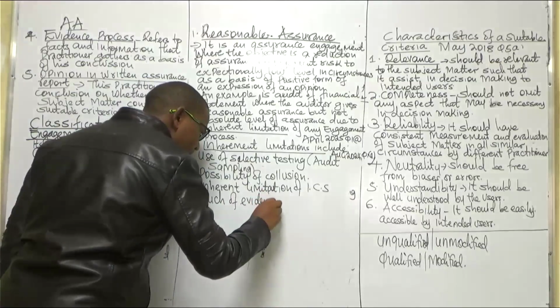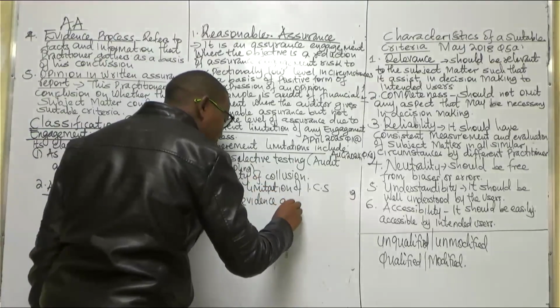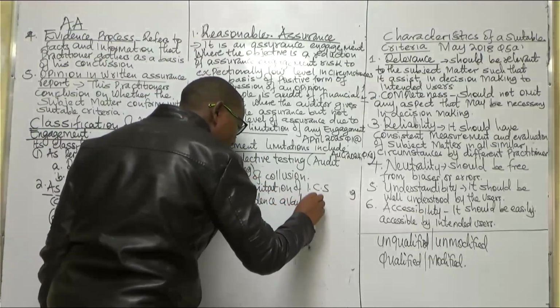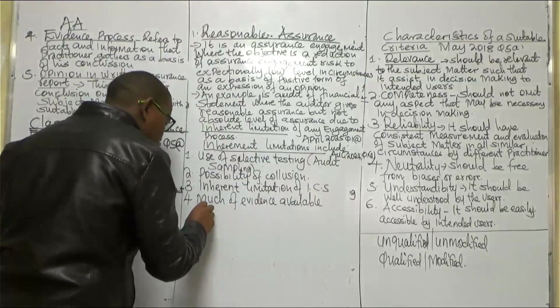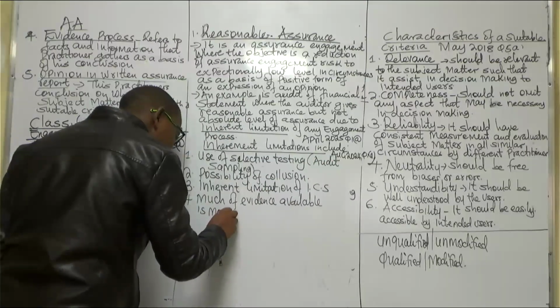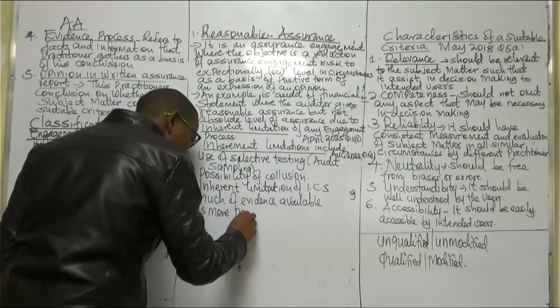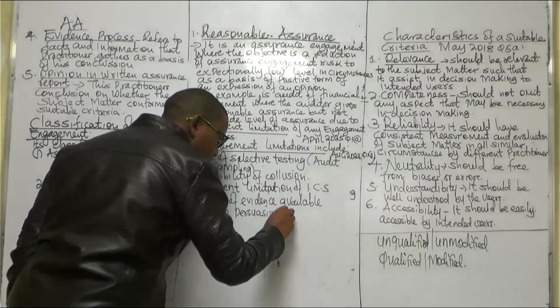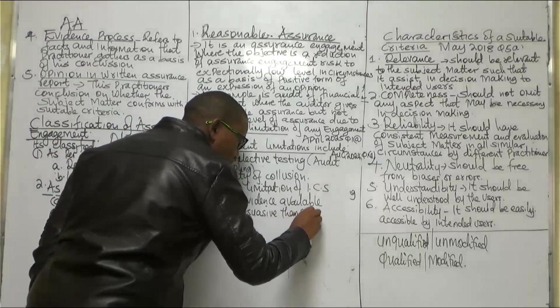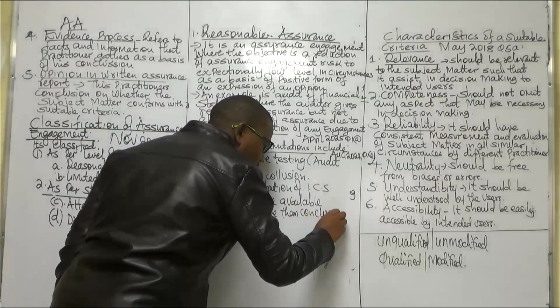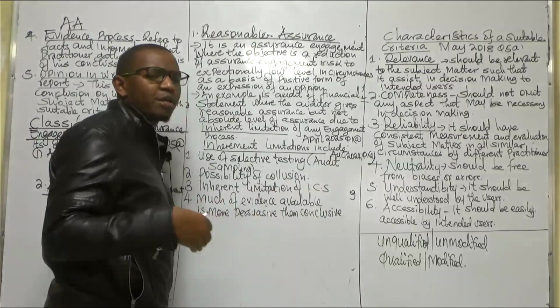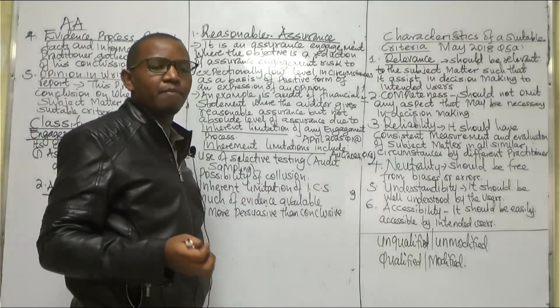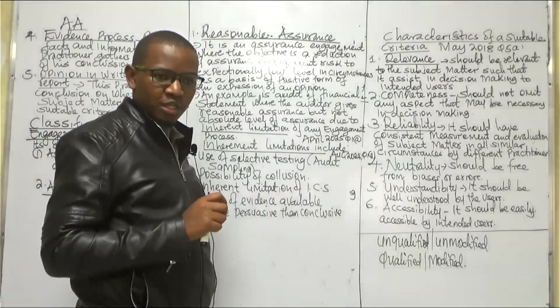Evidence available is more persuasive than conclusive. What we mean is that the auditor is talking about what is probable, but not what is exact.